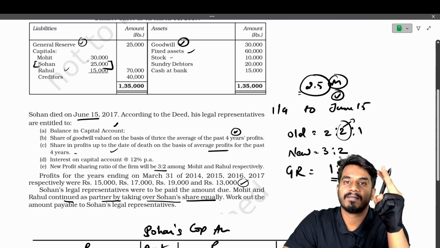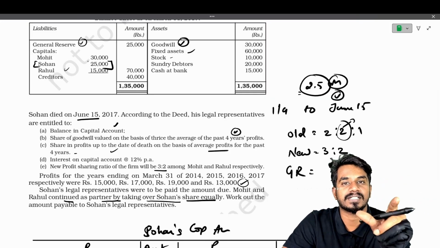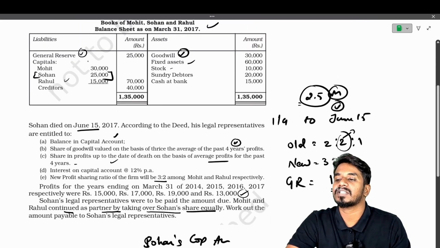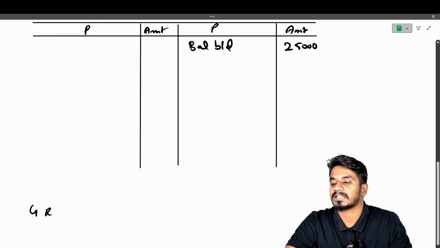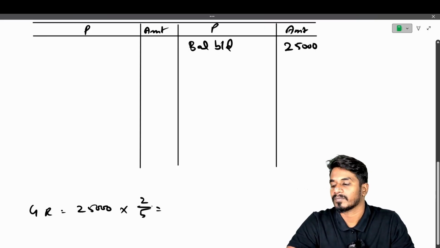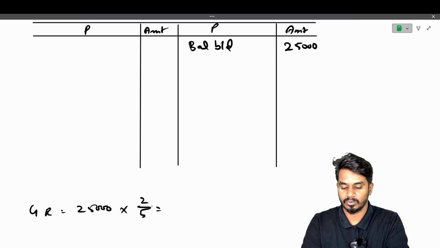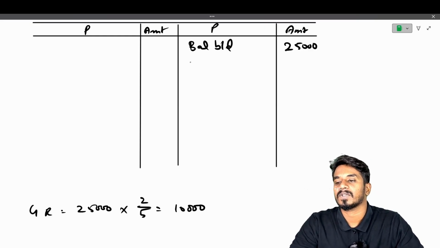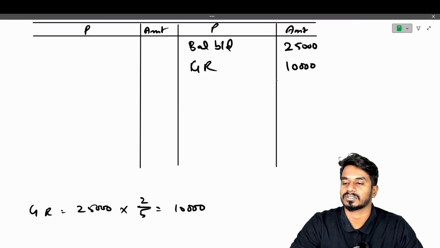And the second thing is, if there is any reserve in the balance sheet, we have to share it among the partners, right. So general reserve is 25,000. What is his share? His share will be 2 by 5. So how much is it? 25,000 into 2 by 5. This is the whole ratio, correct? So 10,000. So general reserve is 10,000.